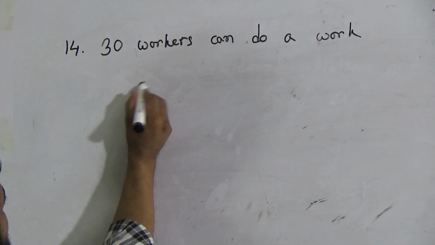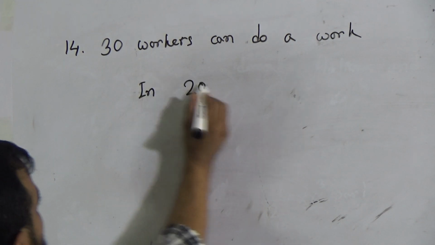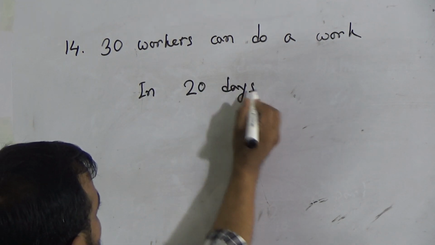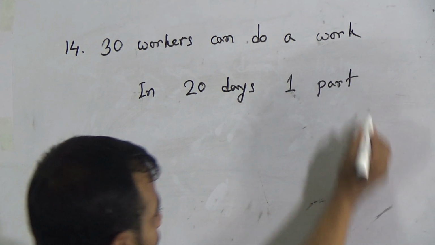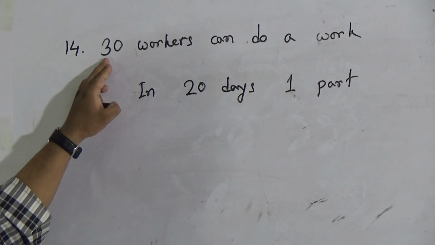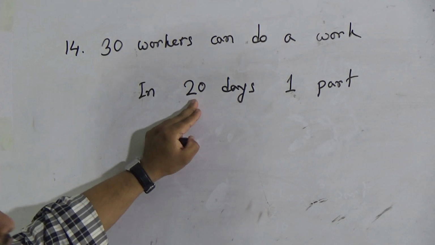Okay, in 20 days, how many parts? In 20 days, 1 part. This means the total work. This means 30 workers need 20 days to complete the building.